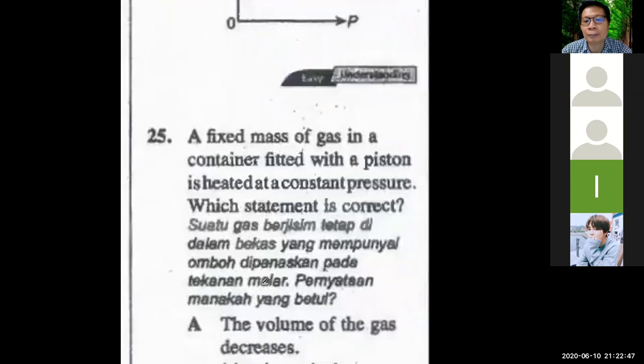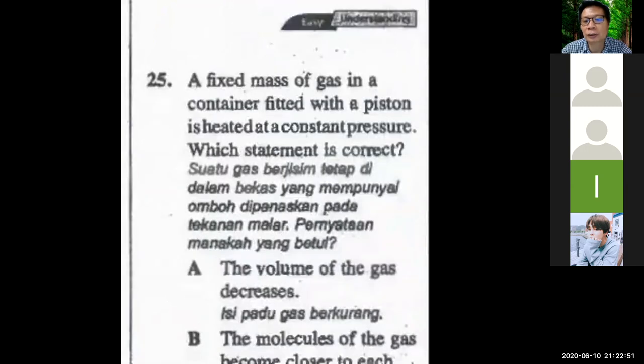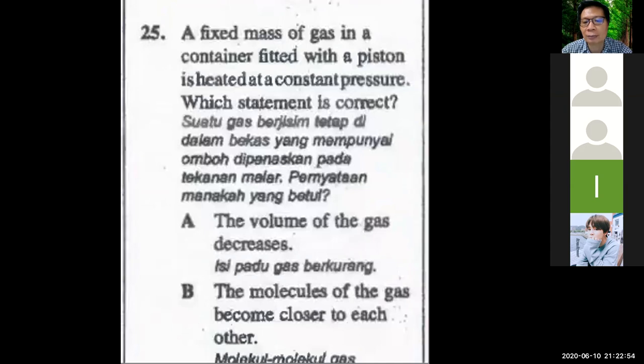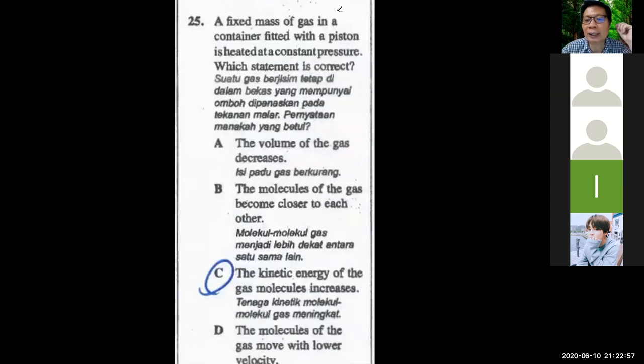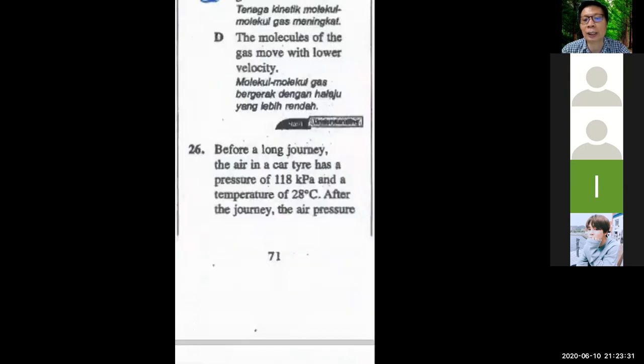Okay, now question 25. A few more questions, we finish up faster, okay? A fixed mass of gas in a container fitted with piston is heated at constant pressure. You heat up the gas in a container. Which statement is correct? So the very straightforward answer is C. The kinetic energy of gas molecules increases, because common sense, when you heat up the gas, the molecules move faster. When they move faster, it means kinetic energy is more. So very straightforward, C.